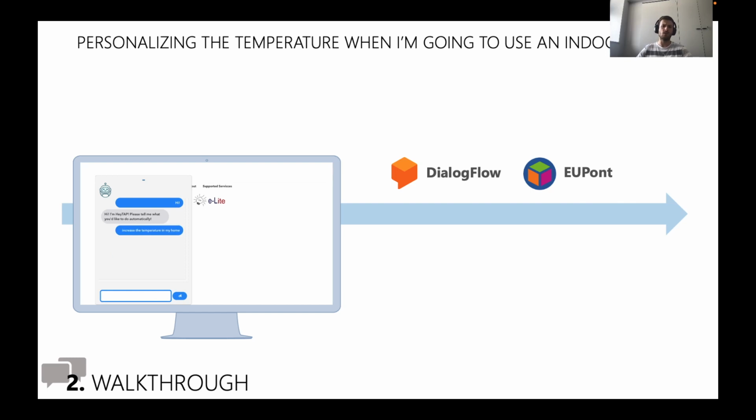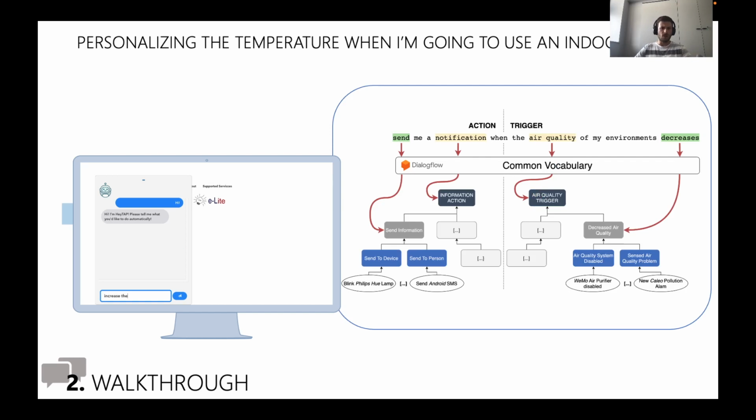Furthermore, the ontology models all the supported connected entities on the basis of their final capabilities, and it can store contextual information such as the position of the entities in the user context. Thanks to a common vocabulary defined in Dialogflow, ATAP is able to map the user input to EUPONT classes. In the figure, for example, the word notification is linked to the information action class, while the word decreases is linked to the decreased air quality class. Such a mapping allows the system to get a first set of candidate trigger action rules.